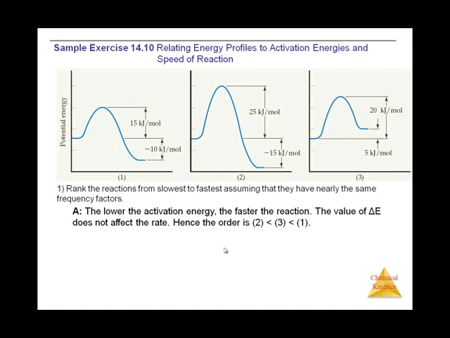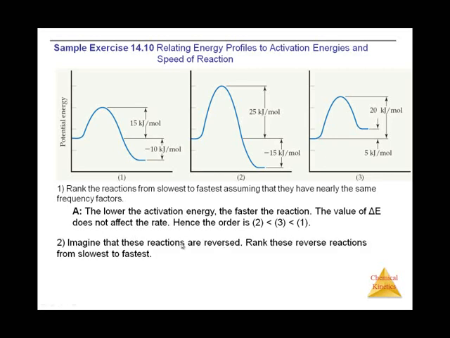Okay. What if we looked at the reverse reaction? Okay, let's rank those. So let's see. I have to go from here to here. That's going to take 25 here. Here I've got to go from down here. This would be my reactants. This would be my product. It's going to take 40 kilojoules. And here, my reactants are here, and I need to get up to here. That's only going to be 20.